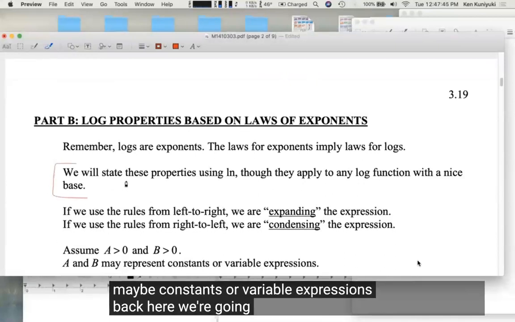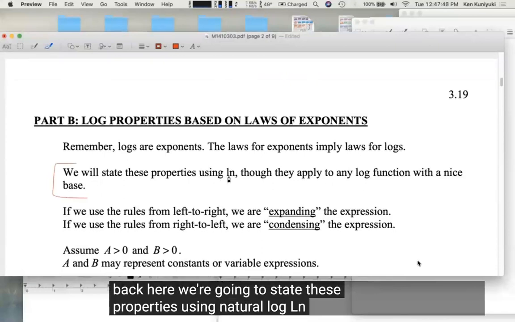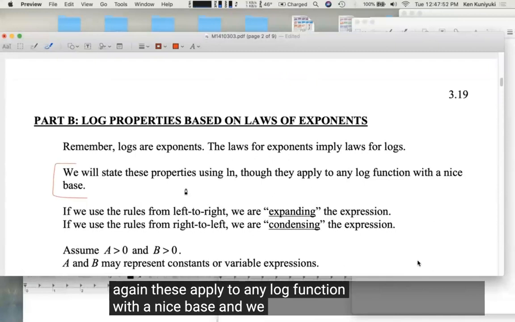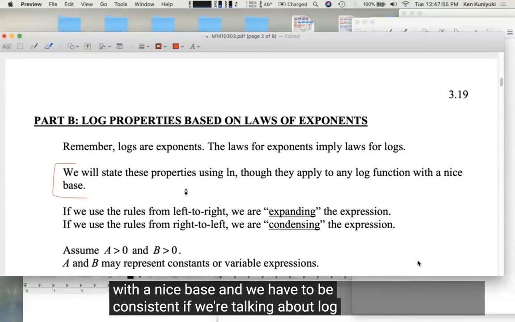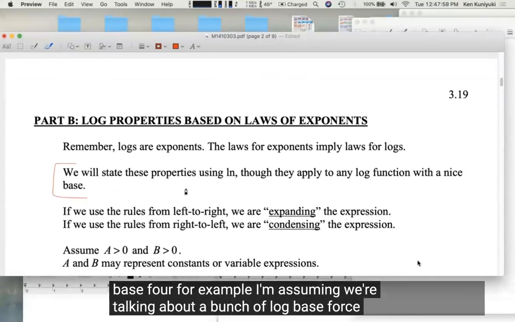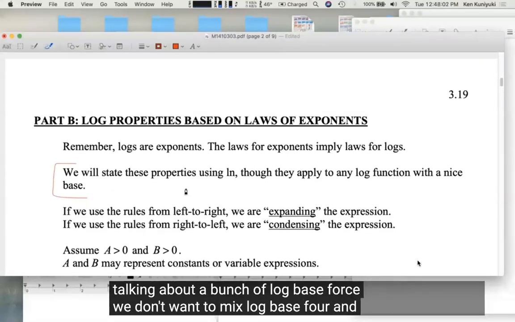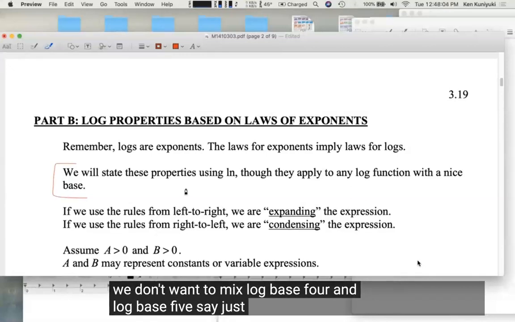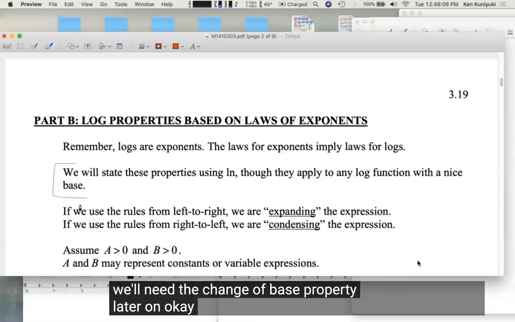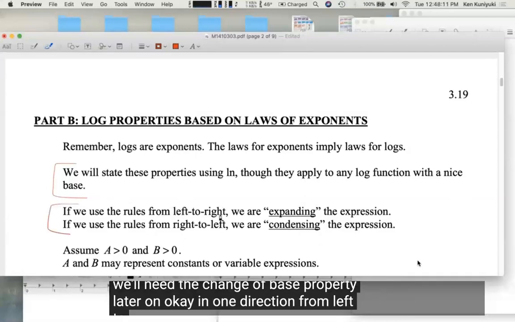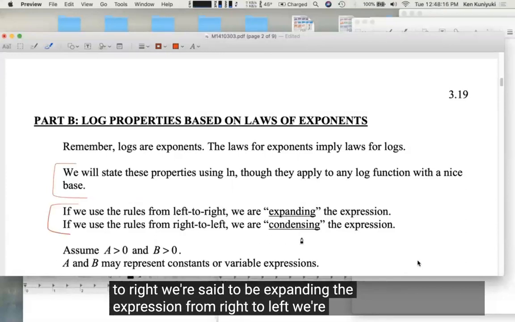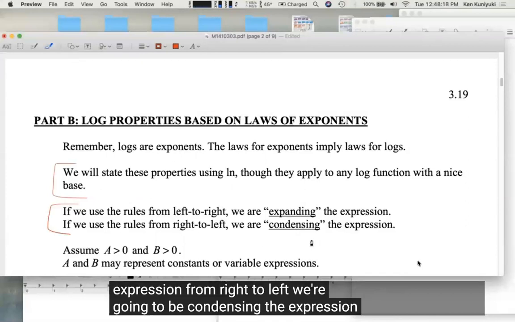We're going to state these properties using natural log, ln, but again, these apply to any log function with a nice base. And we have to be consistent. If we're talking about log base 4, for example, I'm assuming we're talking about a bunch of log base 4s. We don't want to mix log base 4 and log base 5, say, just yet. We'll need the change of base property later on. In one direction, from left to right, we're said to be expanding the expression. From right to left, we're condensing the expression.